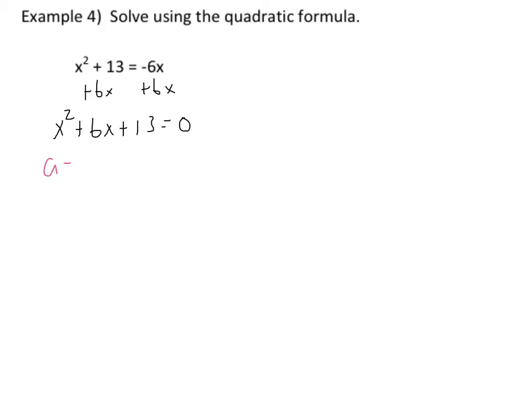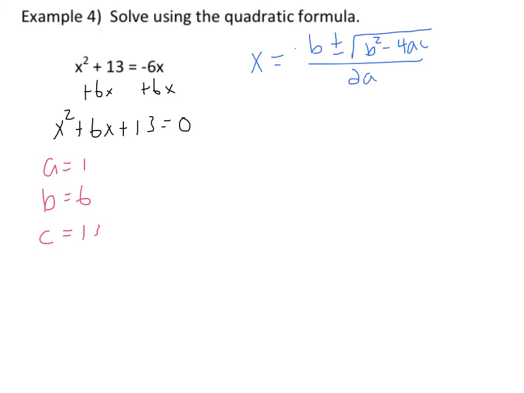Where a is 1, b is 6, and c is 13. So the quadratic formula is x equals negative b plus or minus square root of b squared minus 4ac all over 2a. We plug those values in.